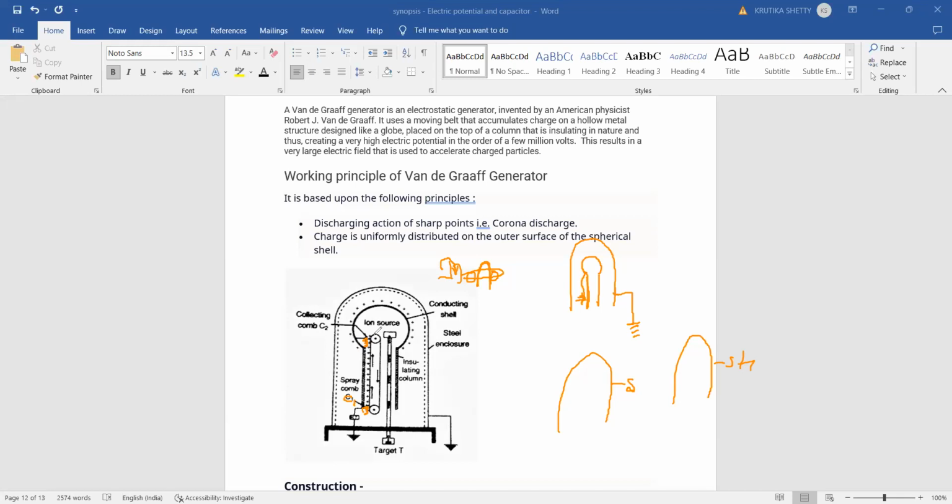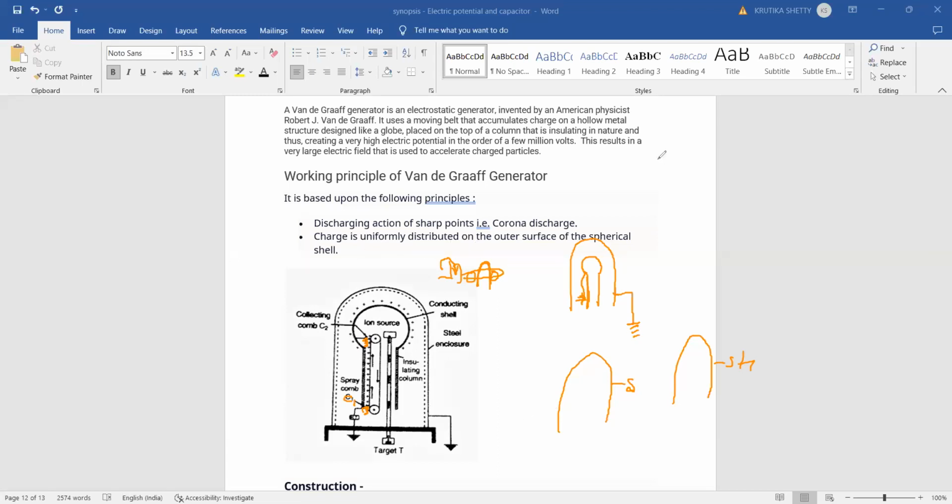So when the motor is on, the belt is moving on that conducting shell. So here the spray comb will give the charges. These charges will go in the upward direction, and the collector comb will collect those charges and distribute them uniformly on the conducting shell. Later, from the conducting shell, these are high potential charges now, high voltage charges. We can use them wherever we need a phenomenon. So this is the Van de Graaff generator.